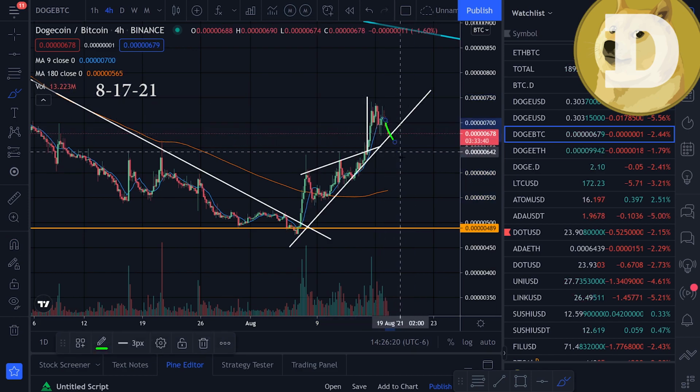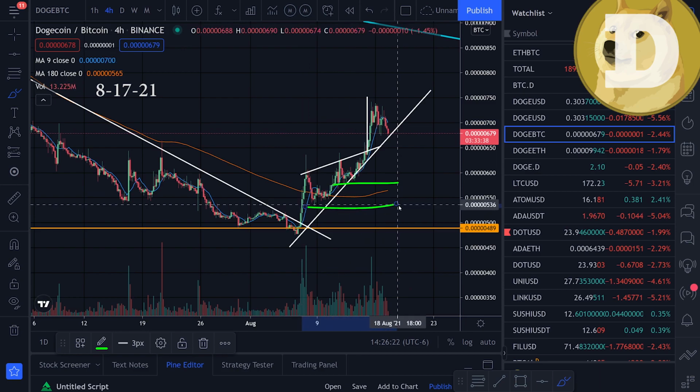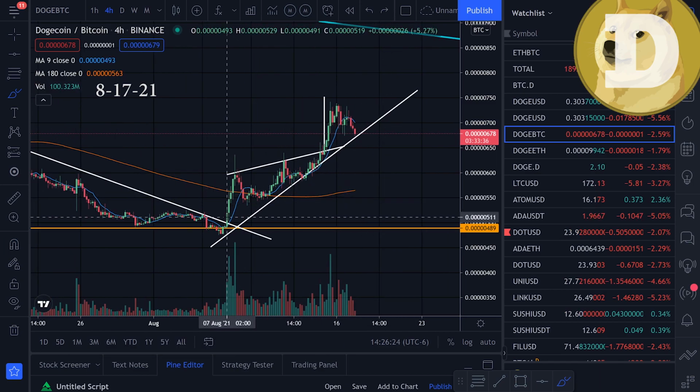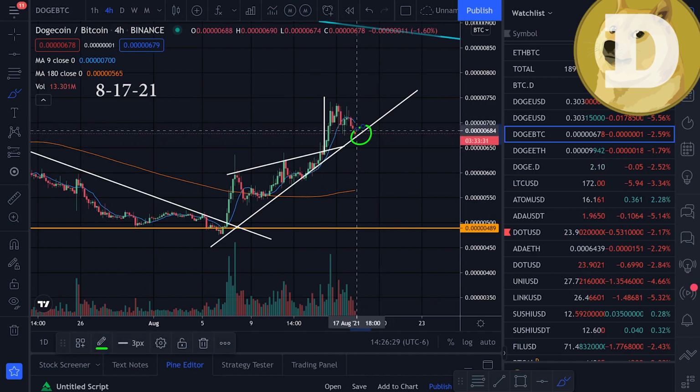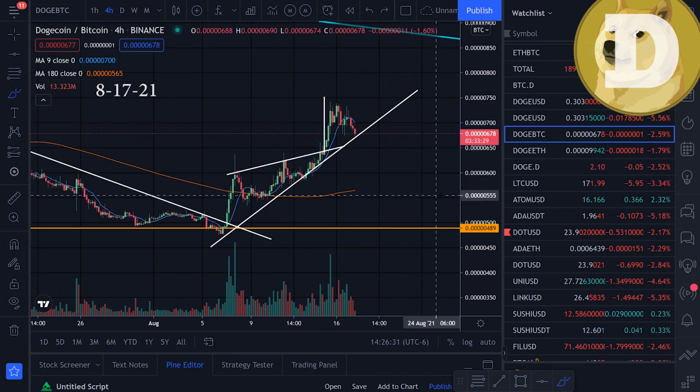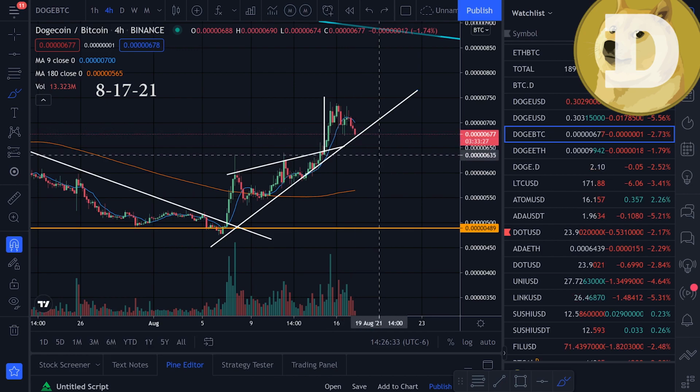It's not impossible that we break below it and we have to come down and get support on these levels. So I'm not guaranteeing that this is going to hold support. I'm just saying that we haven't broken this yet. So let's keep an eye on this one. This is Dogecoin to Bitcoin.